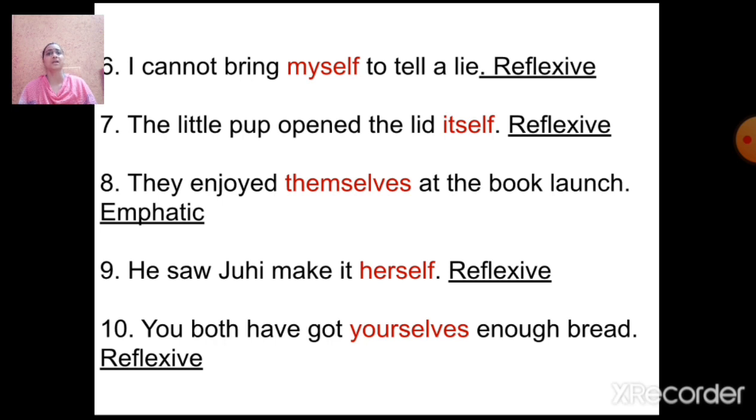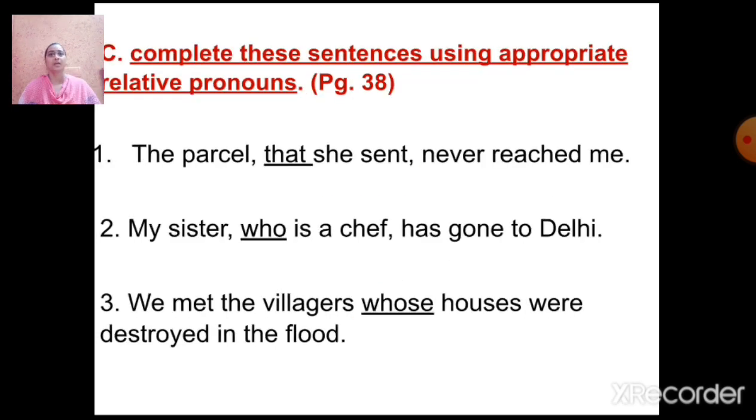Now, this is reflexive. Now, students, let's complete this activity which is there in page number 38. Complete these sentences using appropriate relative pronouns. The first one, the parcel that she sent never reached me. Now here the answer is that. The parcel that she sent never reached me.